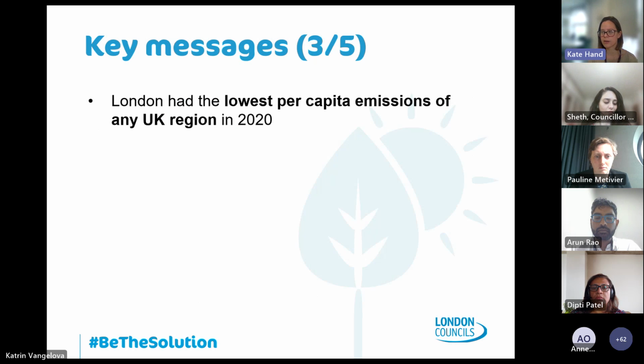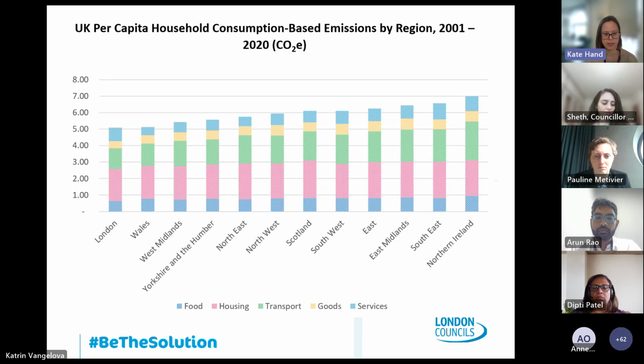So moving on, the third big message is that London has the lowest per capita emissions of any UK region in 2020. And on the next slide, you can see a breakdown across all the government regions. There we go. You can see London on the left there. So our food, housing, transport and goods are all lower than average across the UK regions. Services emissions are actually higher than the average, but because it's a relatively small portion, as you can see, it doesn't take us over that kind of bottom spot.